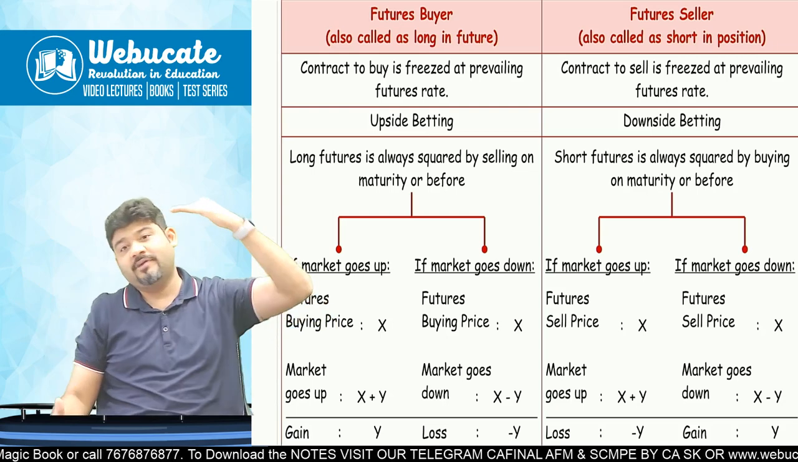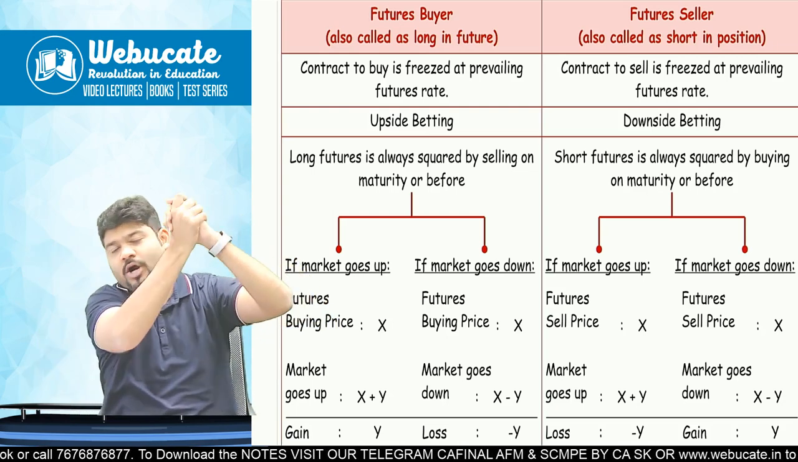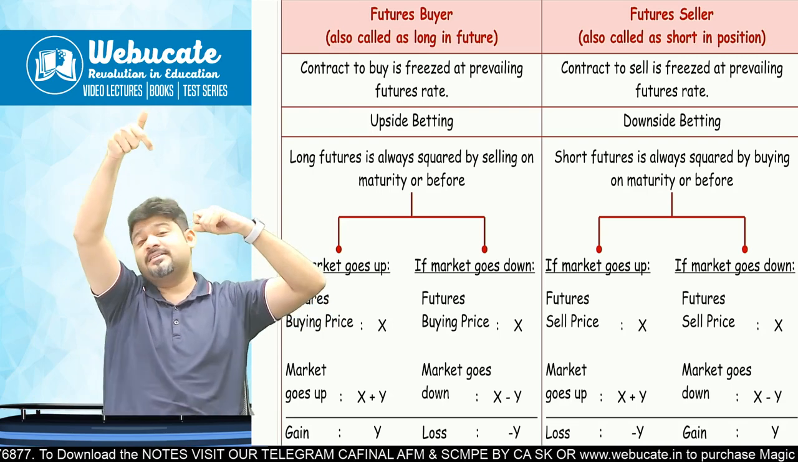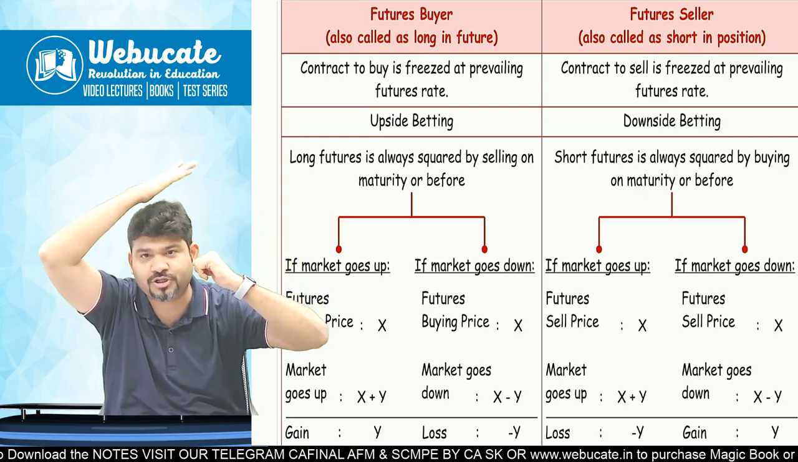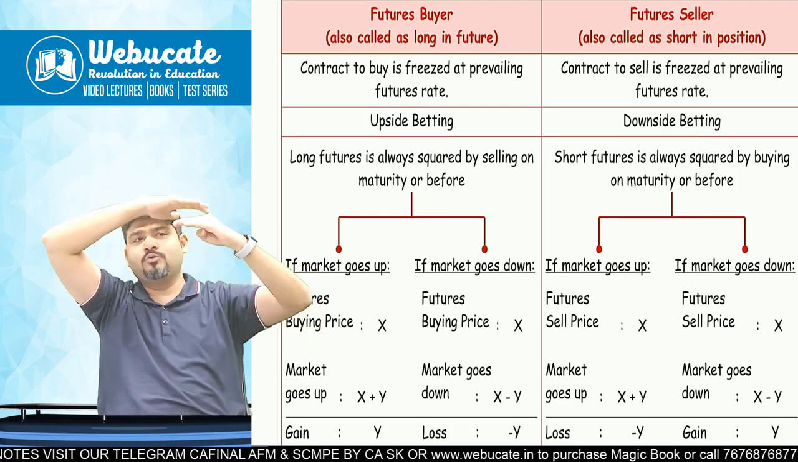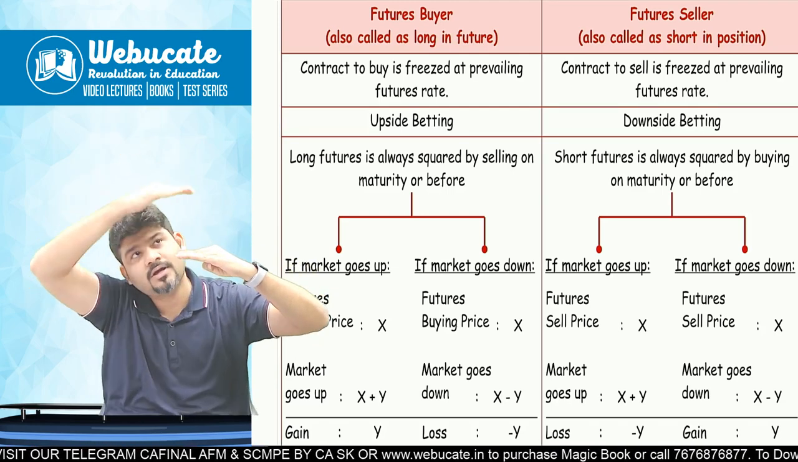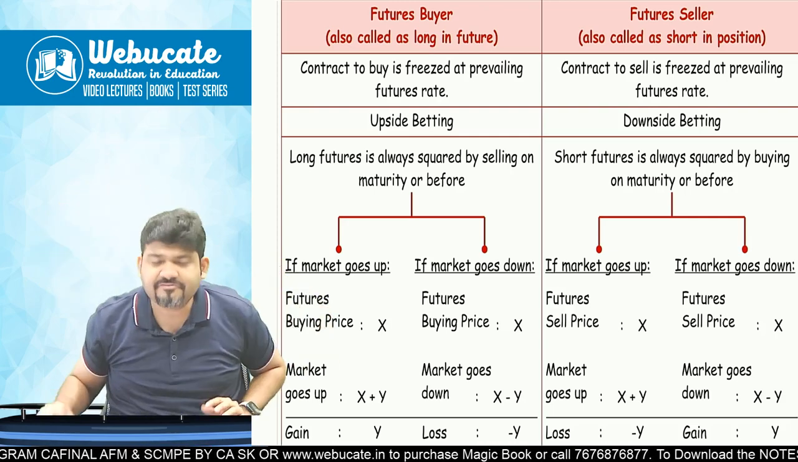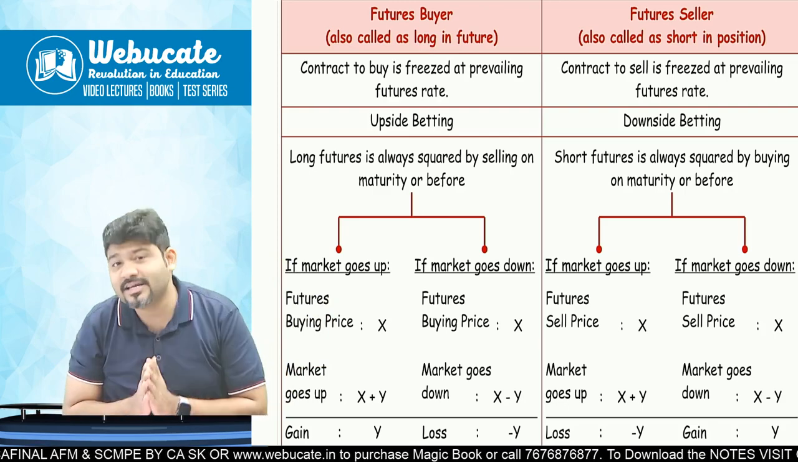Suppose you have done long futures, means you have bought futures. In future, you will offset the transaction by selling the futures. So you want the market to go up. If you are expecting the market to go up, you will long futures now. Market will go up, you will offset it by selling the futures, and vice versa in case of selling futures.